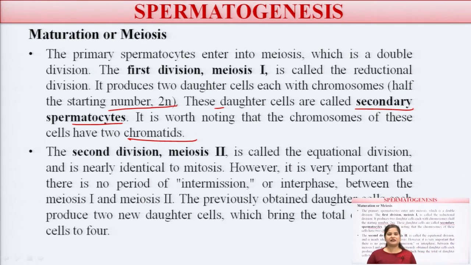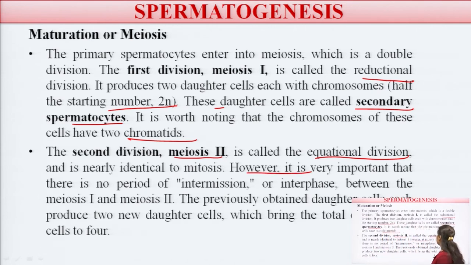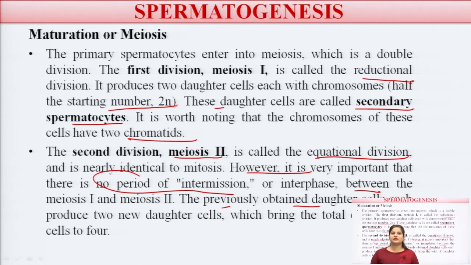The second division, meiosis 2, is called equational. So, meiosis 1 is the reductional and meiosis 2 is the equational division, and it is nearly identical to mitosis. However, it is very important that there is no need of any interphase between meiosis 1 and meiosis 2. The previously obtained daughter cells each produce two new daughter cells, which brings the total number of cells to 4.